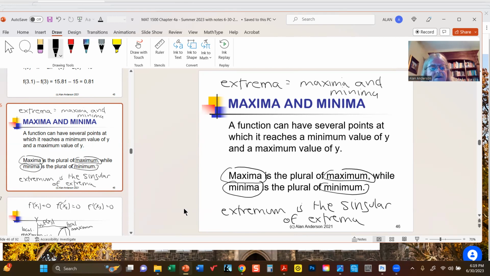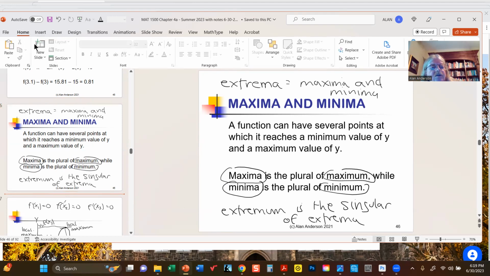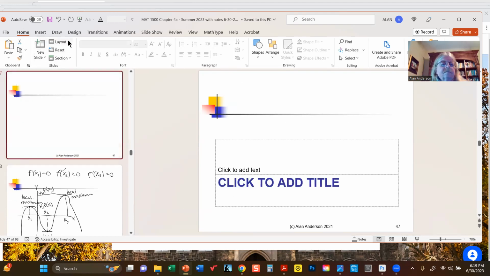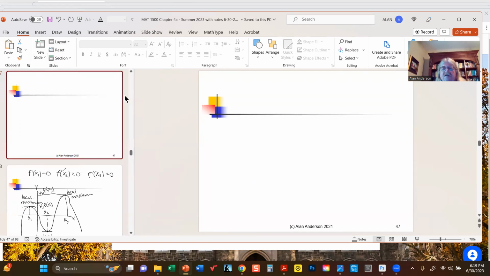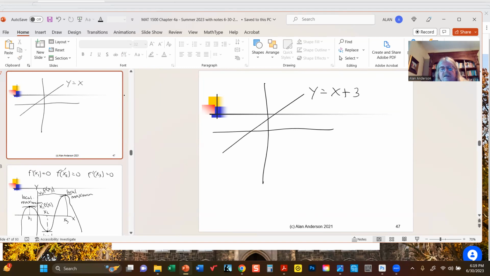So, sometimes it's easy to do this. Sometimes it's not so easy. For example, let's say I have something like this, just a straight line. Well, the function doesn't ever actually have a maximum or minimum. It goes from negative infinity to positive infinity. And the range is all the real numbers. So there's no extrema.